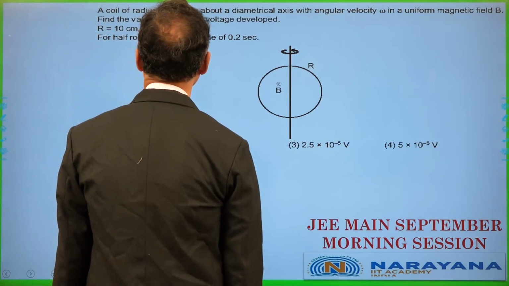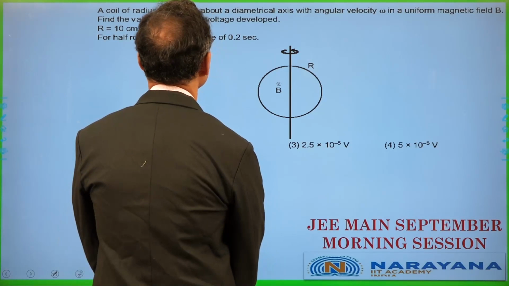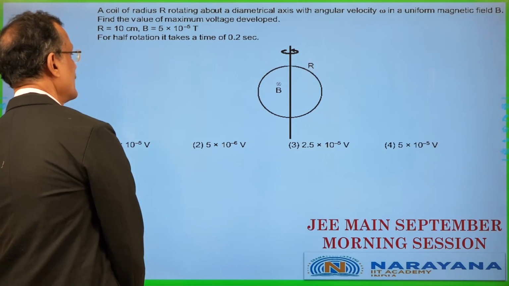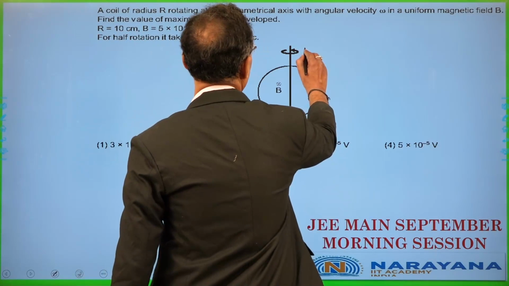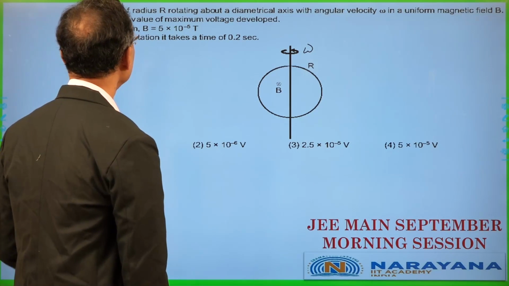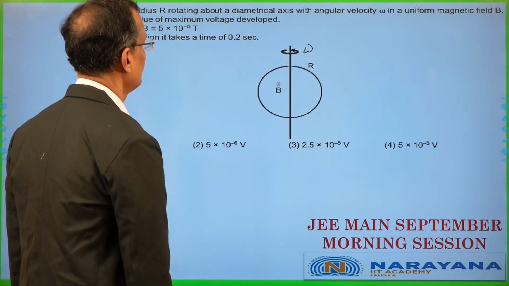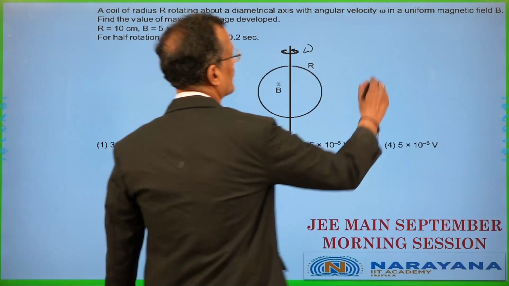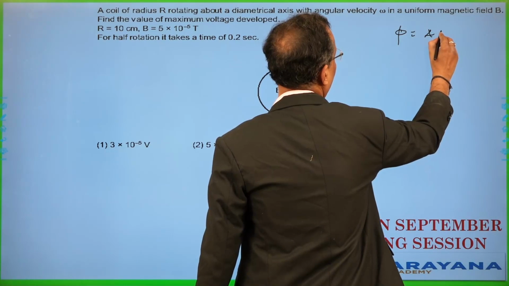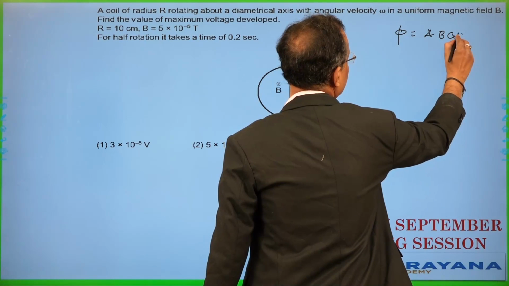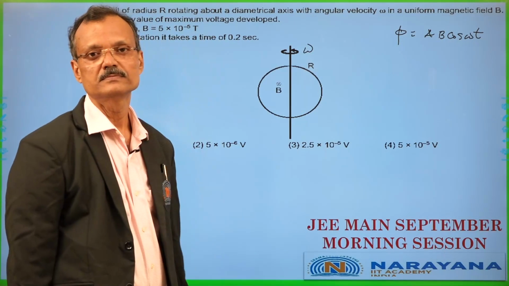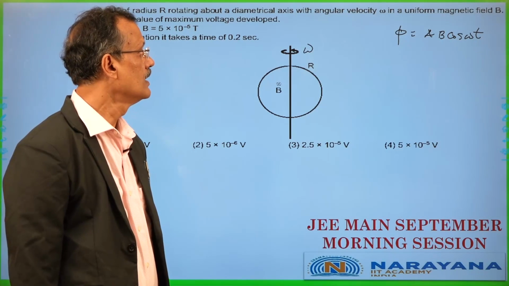A coil of radius r rotating about a diametrical axis, figure they had given you, with angular velocity omega. So here you mark omega, in a uniform magnetic field B. Find the maximum voltage developed. Phi is how much? A dot B, AB cos theta, theta is omega t. Clear?